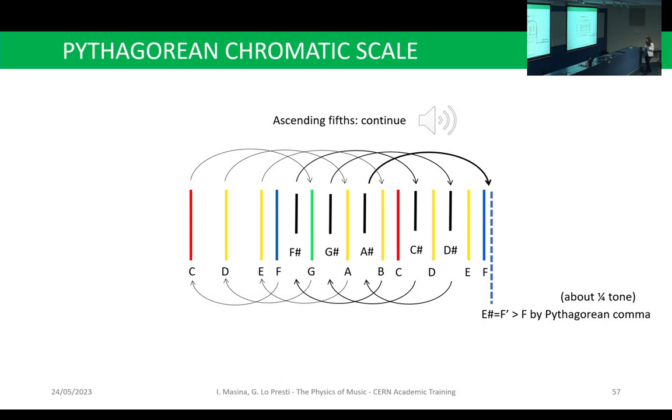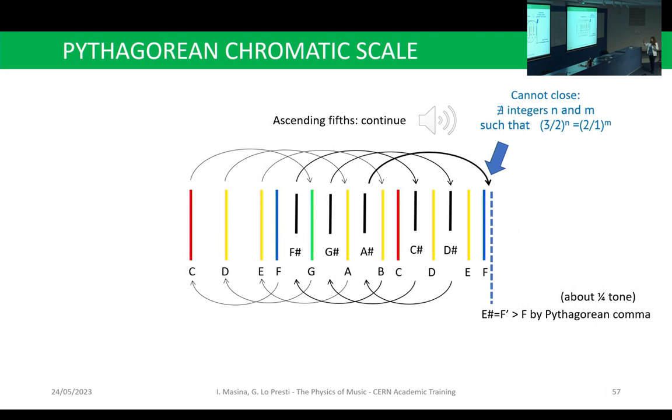But we are falling on an E sharp, which would be an F prime, but this F prime is a bit exceeding our previous F, our starting point. And it exceeds by something which is known as the Pythagorean comma, which is about one quarter of a tone. So if you hear F and F prime in sequence, we calculated 10 hertz of frequency difference, you might hear something, but you really hear them in beatings.